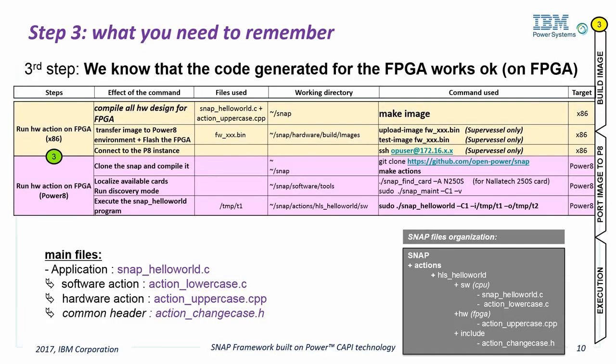Third and last step is now completed. We have executed the application on the Power8 CPU and the hardware action on the FPGA. We just used a single make image to compile the whole design for the FPGA. The process is now completed. Module 4 can help you measure now the performance of your code and how to optimize it.